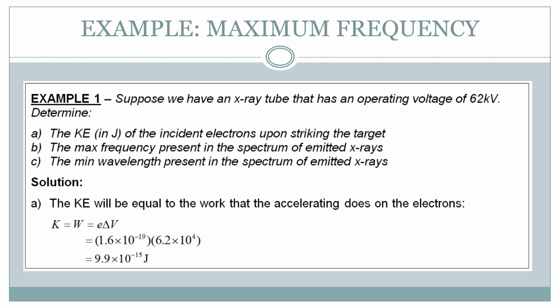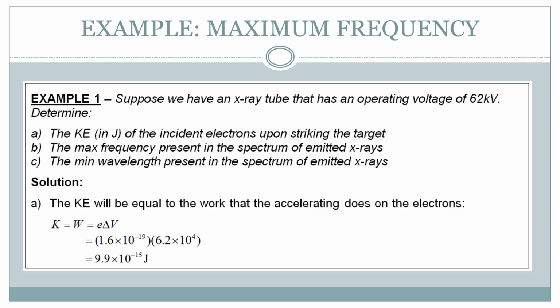Now let's have a look at a quick example of how this formula can be used. There are two examples in my notes. I've chosen to go through one of those only. It will be worth going over my notes to have a look at this in a little bit more detail. Okay, so example one. Suppose we have an X-ray tube which has an operating voltage of 62 kV, in other words 62,000 volts.